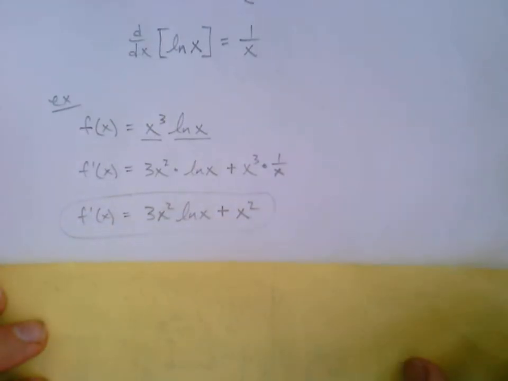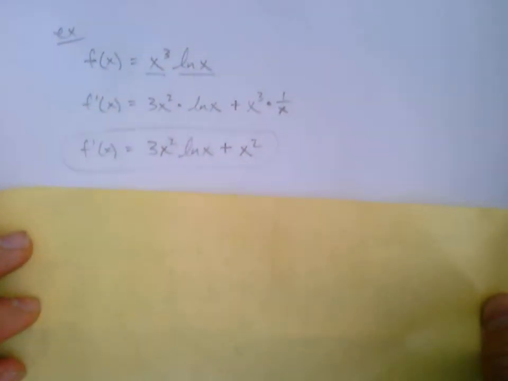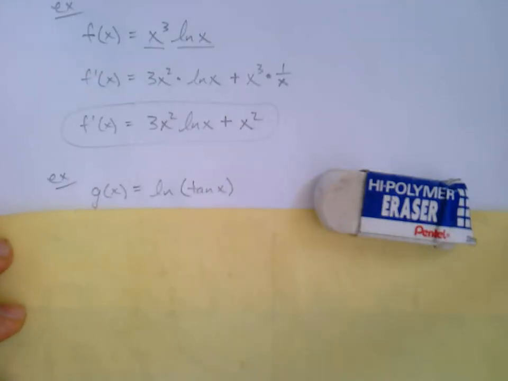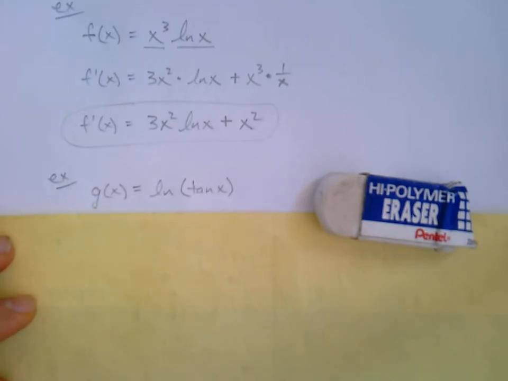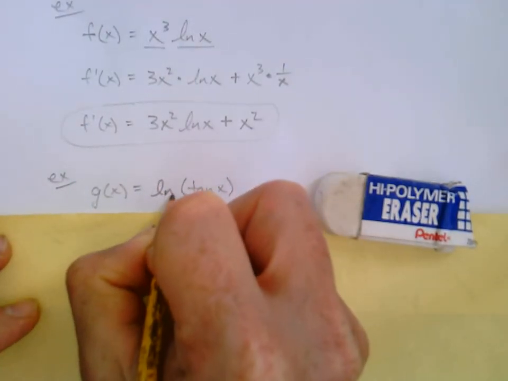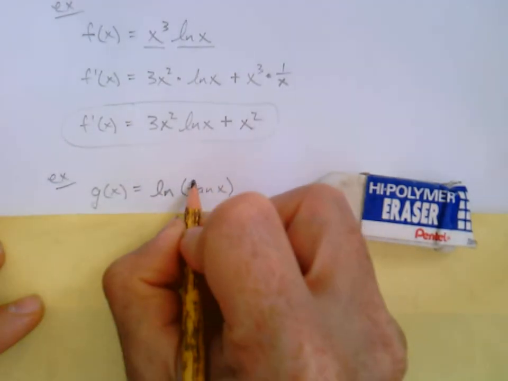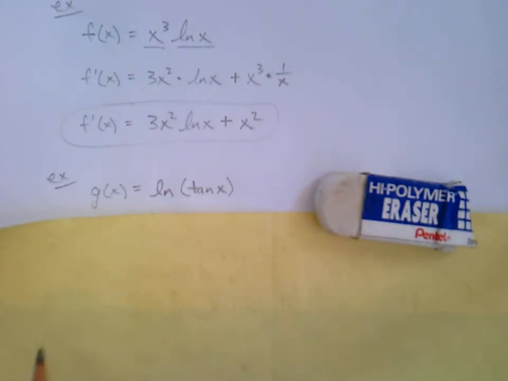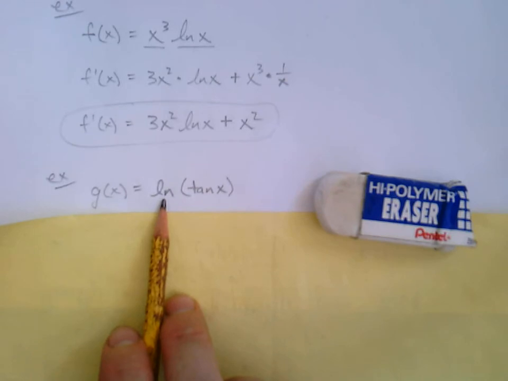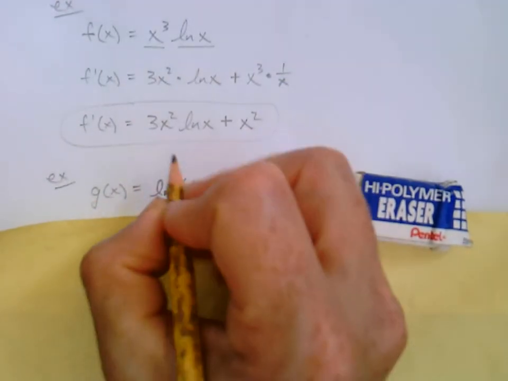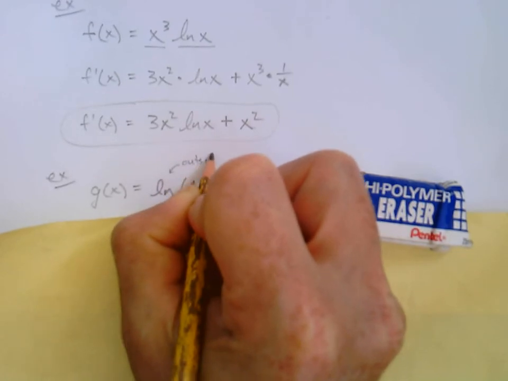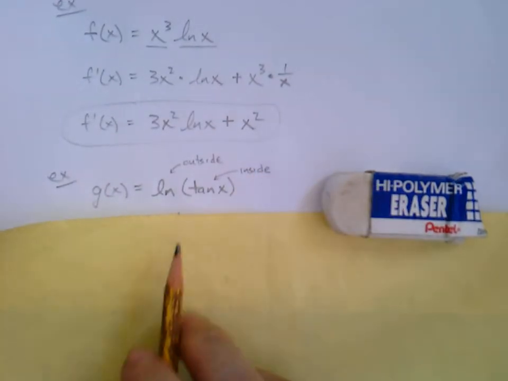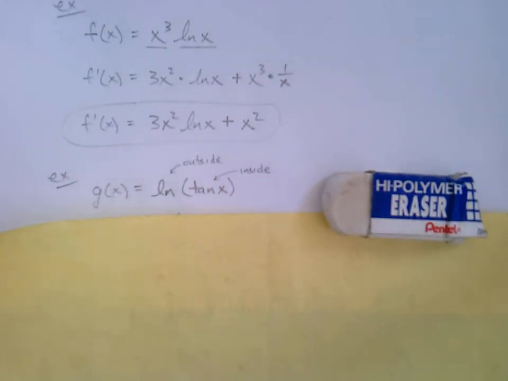Okay, let's see another example. That was a nice product rule. This one's going to have a chain rule. Just ignore what I've got going on here for the moment. Let's say g of x equals the natural log of tangent x. Okay, how is it going to work? There's a chain rule here. Natural log is the outside. Tan x is the inside, and it's literally inside the parentheses, which is nice.